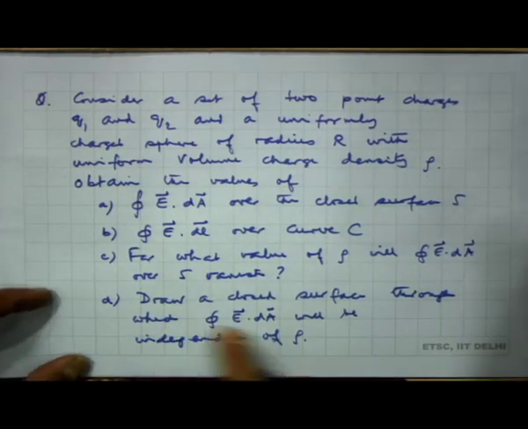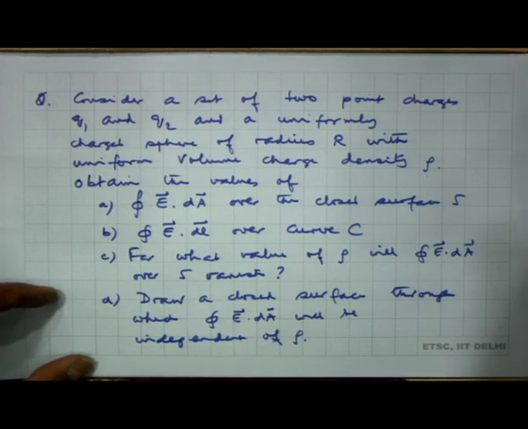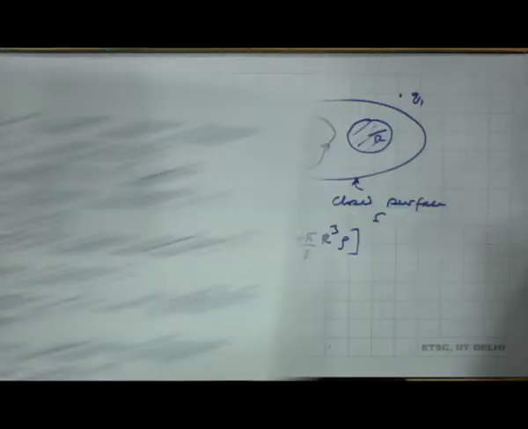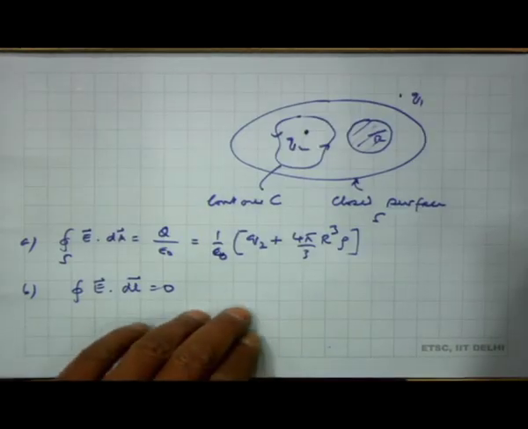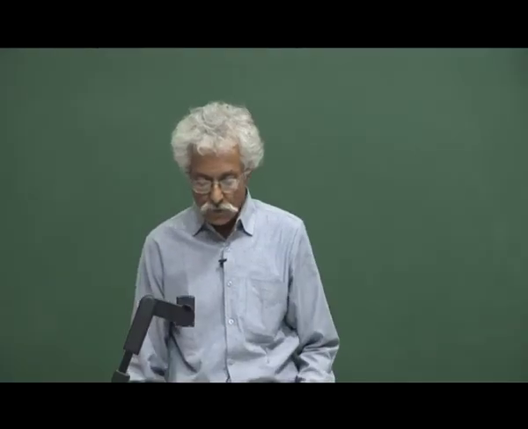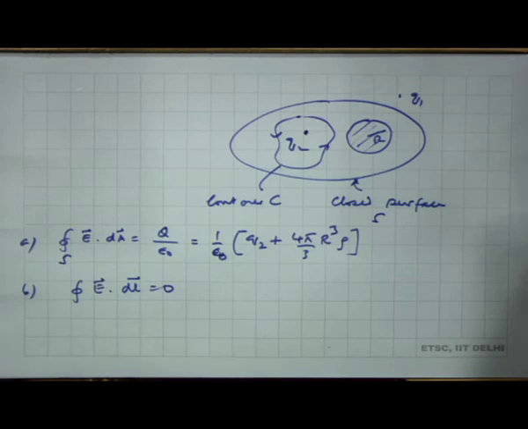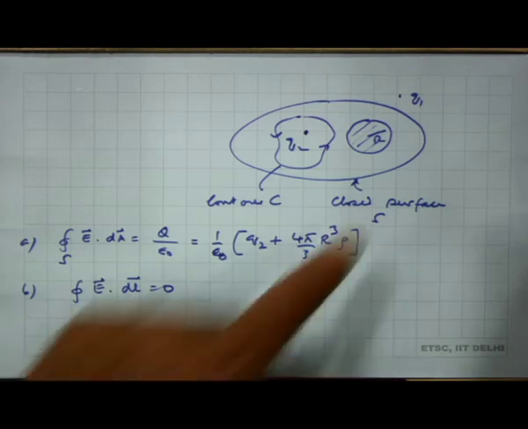And then you have to draw a closed surface through which integral E dot dA will be independent of rho. So, I leave this problem to you. Please think of a surface in this figure where you can draw such that integral E dot dA will become independent of the charge density on the sphere.